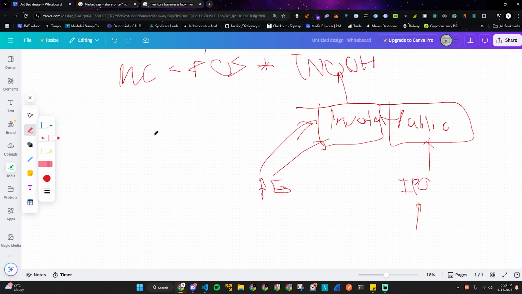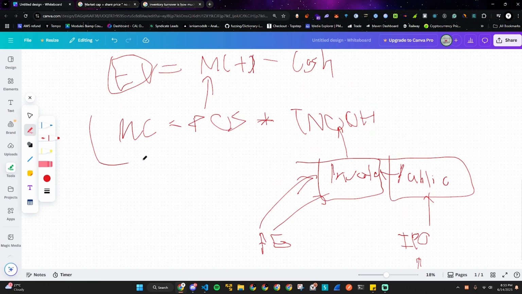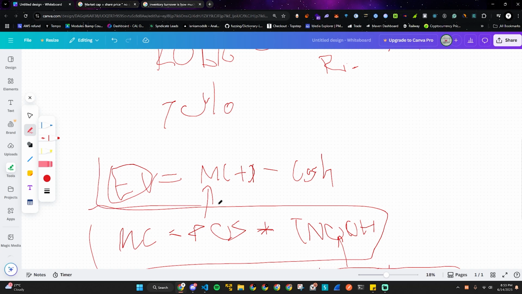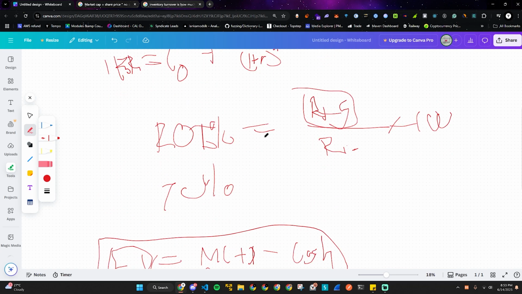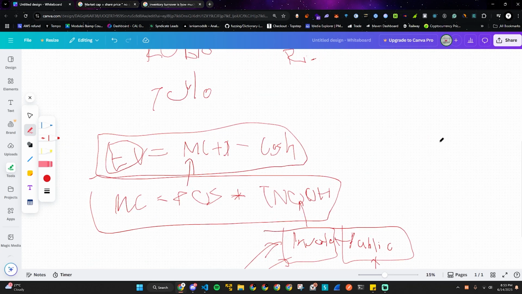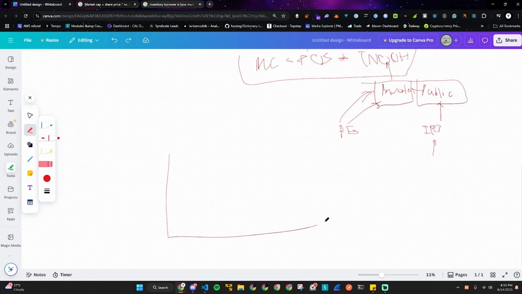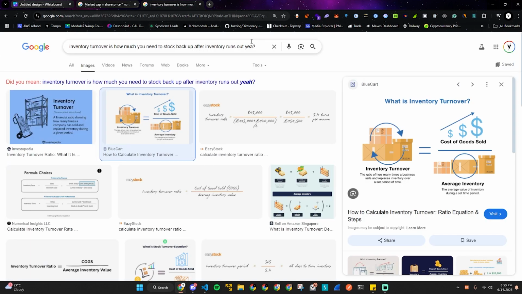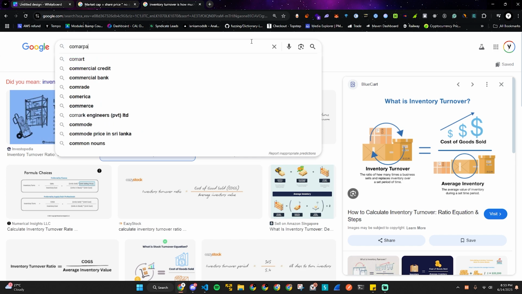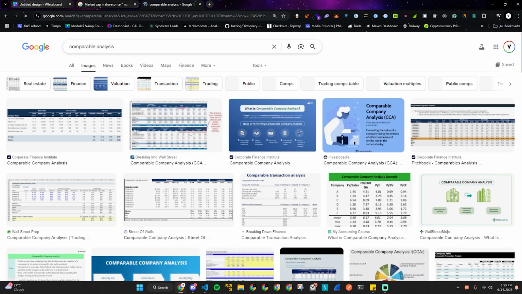Okay, so let's move on. So this is the market capitalization. That applies in this enterprise value equation as well. Now, two important things you need to know about enterprise value. There's this thing called a comparable analysis. Comparable analysis is nothing but comparing and analyzing different companies together. Let me show you a comparable analysis. So let me show you this chart.